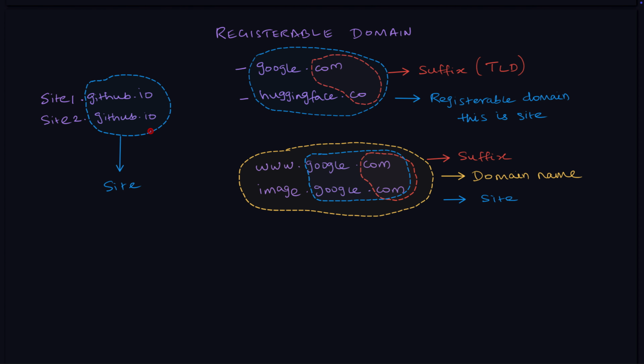But what we can do is override this suffix. We can override the suffix and make the whole github.io the suffix. When we make the whole github.io the suffix, then the site becomes site1.github.io for the first domain, and for the second domain the site becomes site2.github.io. How can we override this? Is there any way to override the suffix that we use for this domain? We can actually do it.